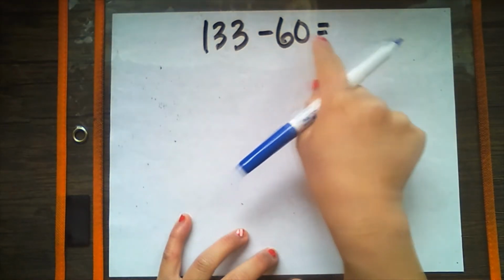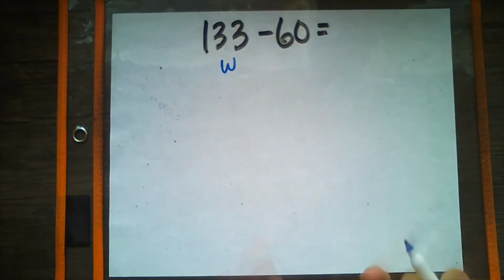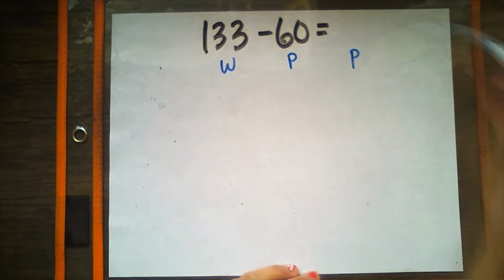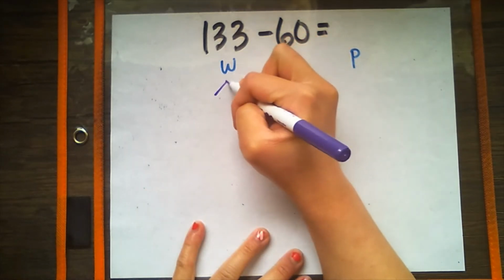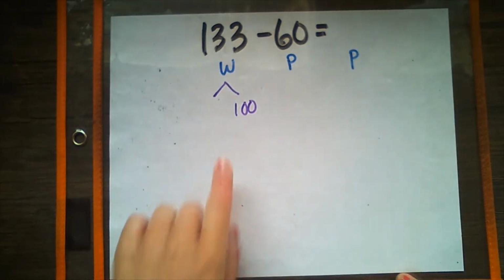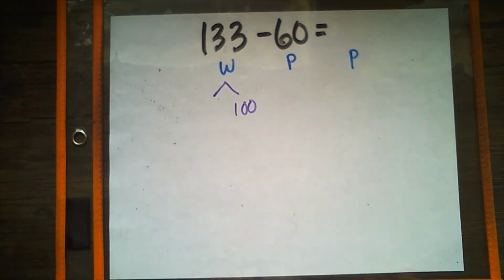133 minus 60 equals. Let's go ahead and label next. We understand and remember that in subtraction number sentences, we always begin with our whole, followed by a part that is given in order to find a missing part. Let's go ahead and continue. Can you take out the 100 from 133? Yes. We're going to break it up into 100. And then how many more ones in order to get to 133 as our whole? Great job. 33 more ones.